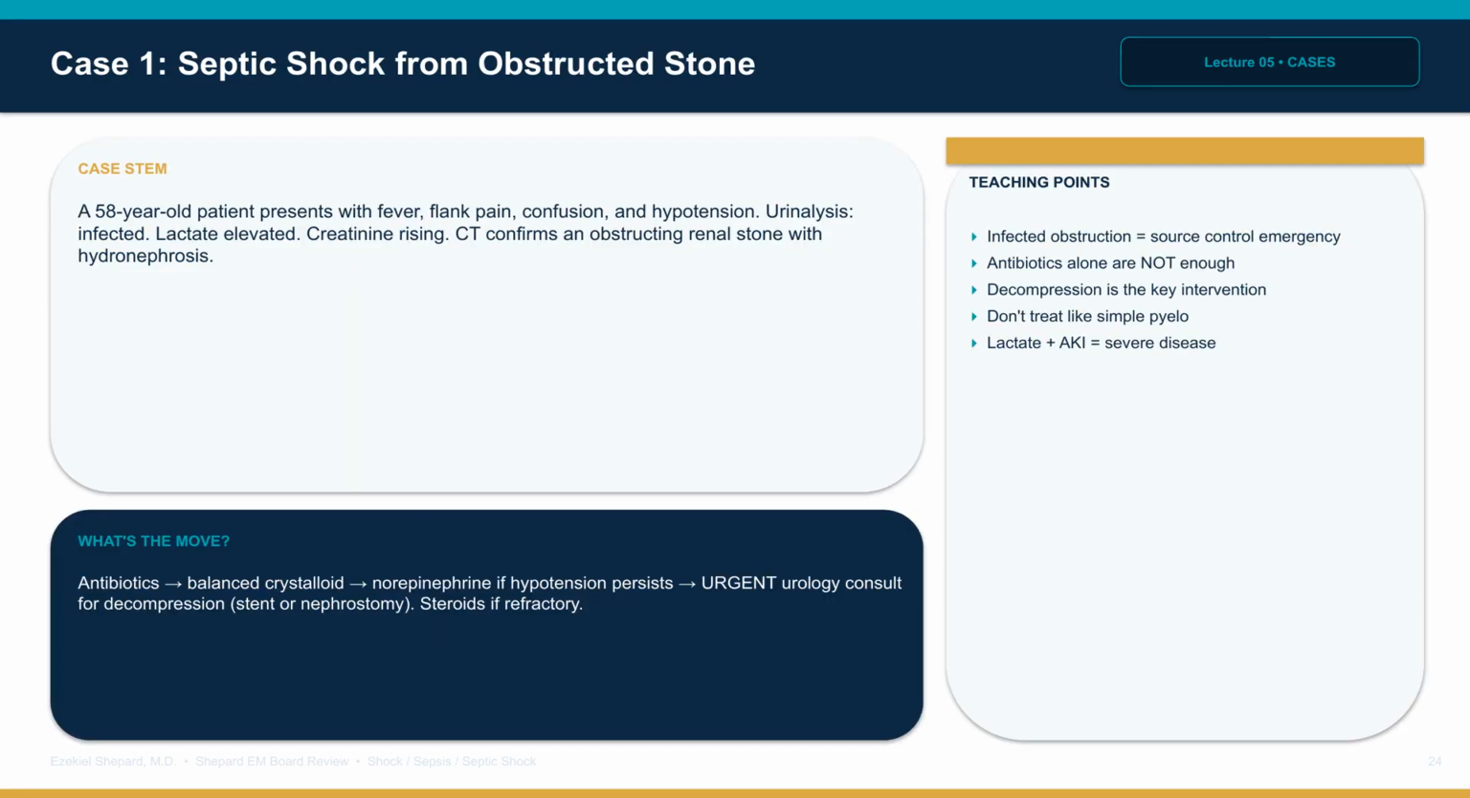Case 1. A 58-year-old patient presents with fever, flank pain, confusion, and hypotension. Urinalysis is infected, lactate is elevated, and creatinine is rising. This is not just a urinary tract infection. This is septic shock from a likely obstructed source. Give antibiotics, resuscitate, start norepinephrine if needed, and get urgent decompression. The board trap is treating this like simple pyelonephritis.